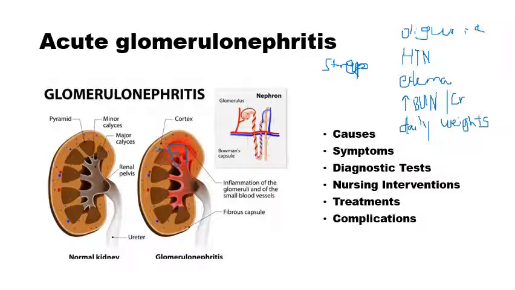They're going to need education on follow-up, making sure that they return for their follow-ups. They're going to be coming back weekly and then monthly for evaluation of their urine, just to make sure that this is improving. So we have that sodium and water restriction.